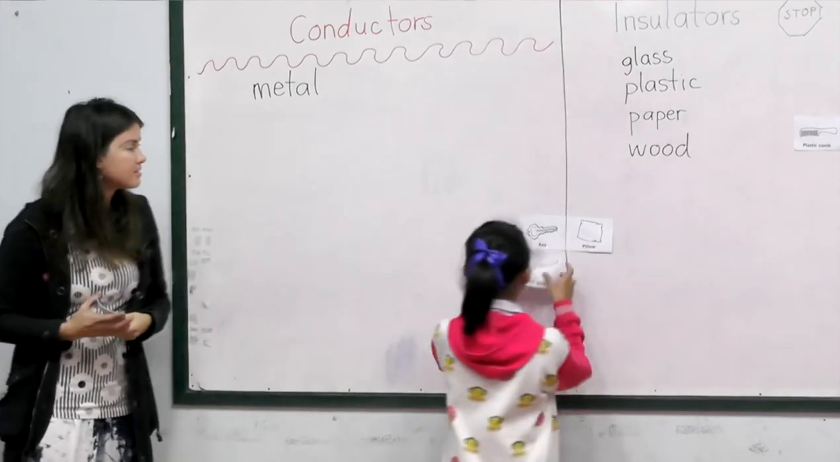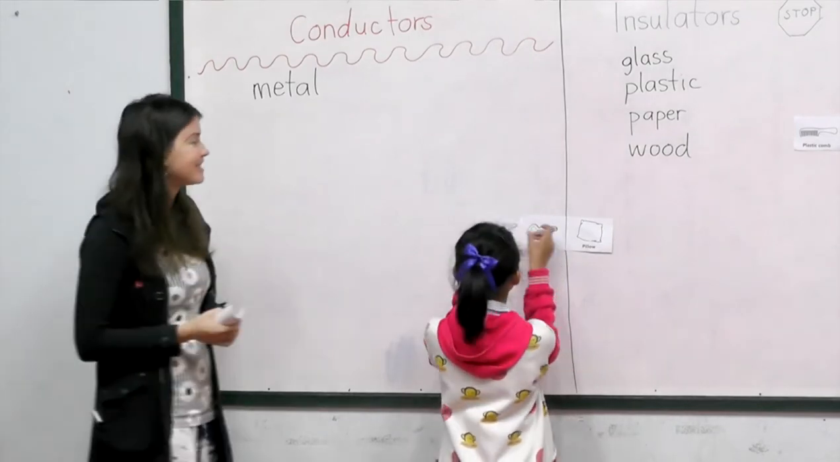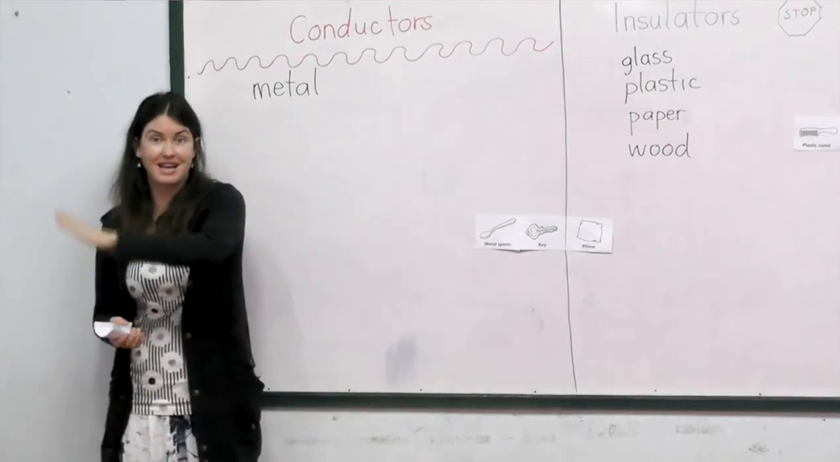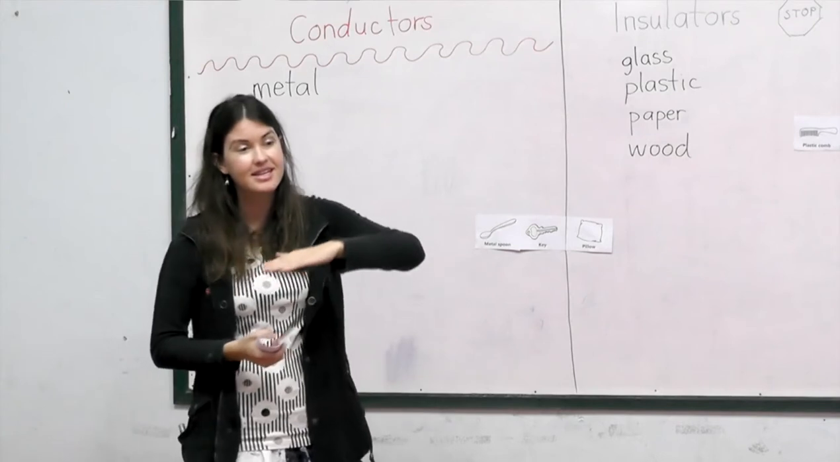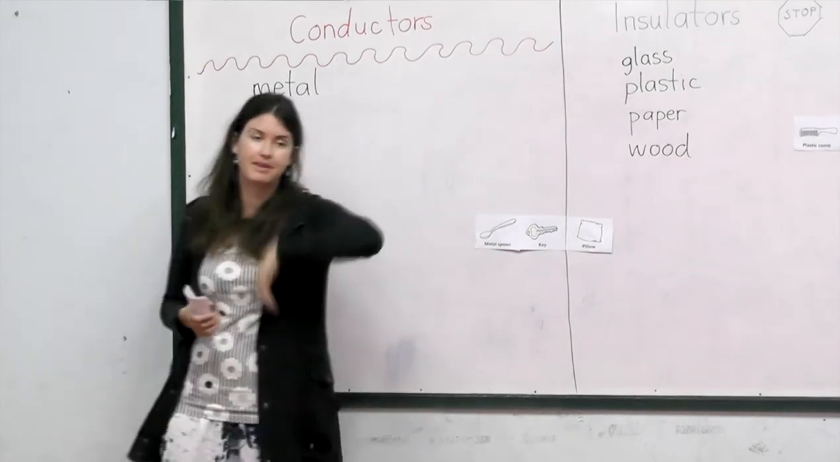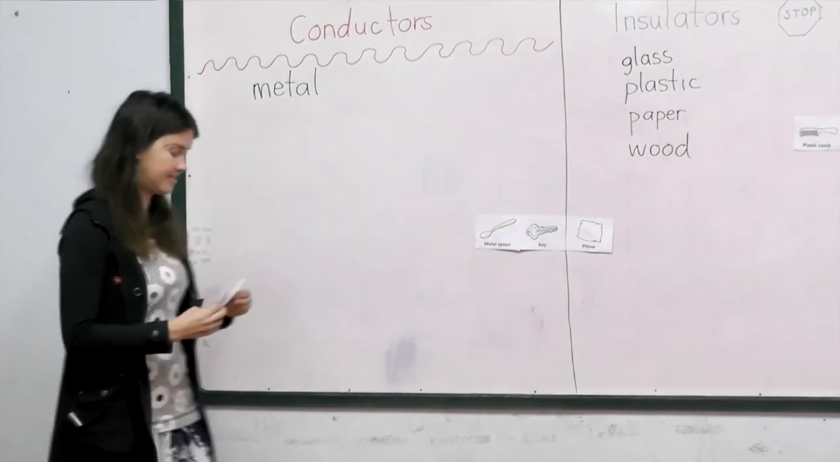That metal spoon. Conductor. Good job. That metal spoon is going to have the electricity move through it. We call it a conductor. Good job.